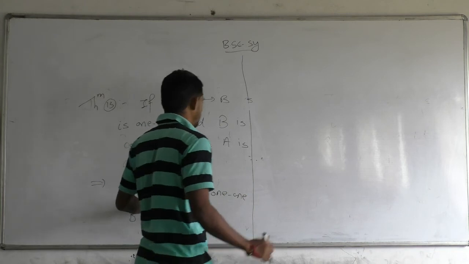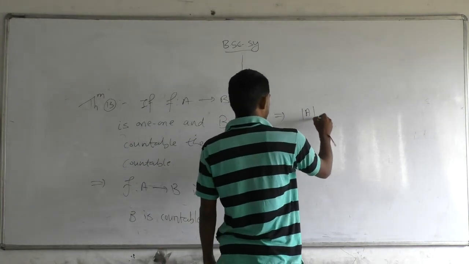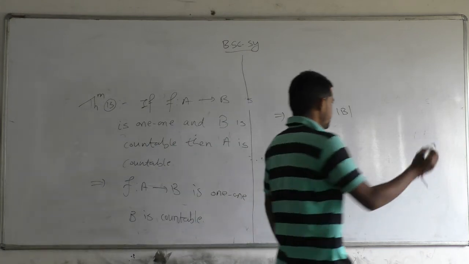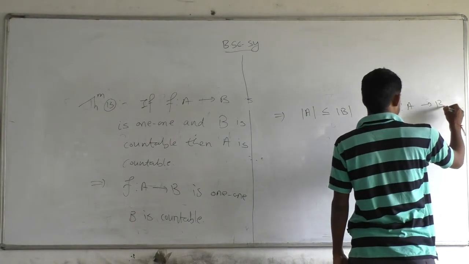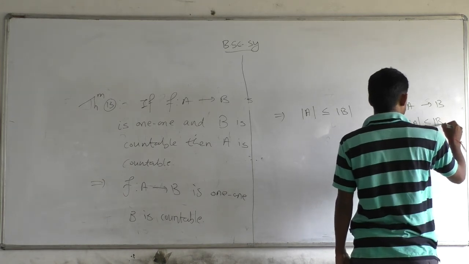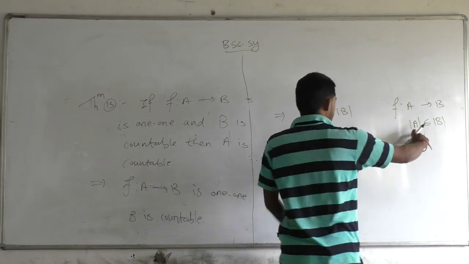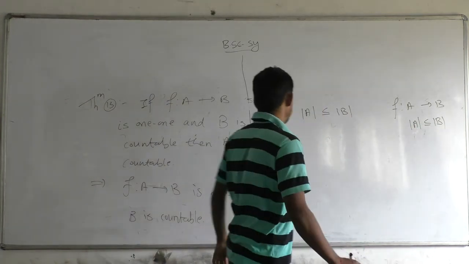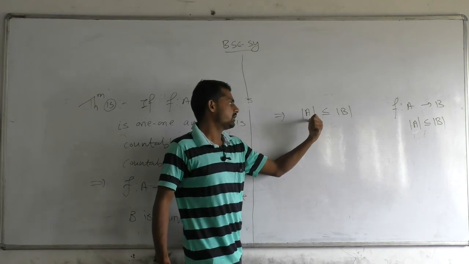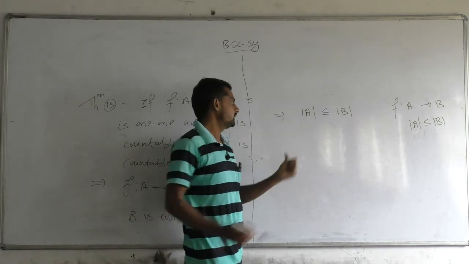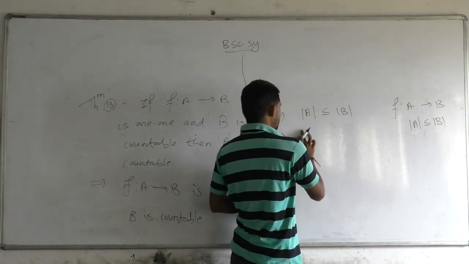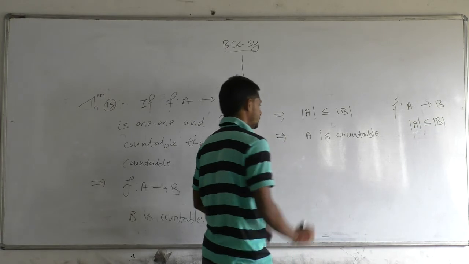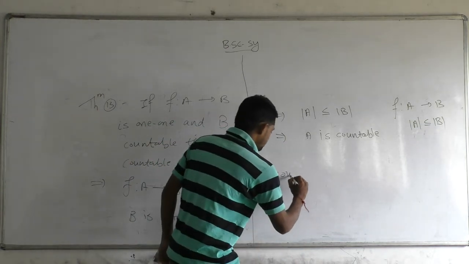If the function f from A to B is 1-1, this implies that the cardinality of A is less than or equal to the cardinality of B, where this notation denotes that the number of elements in A is less than or equal to the number of elements in B. So, B is countable and the cardinality of A is less than or equal to the cardinality of B, which implies that A is countable.